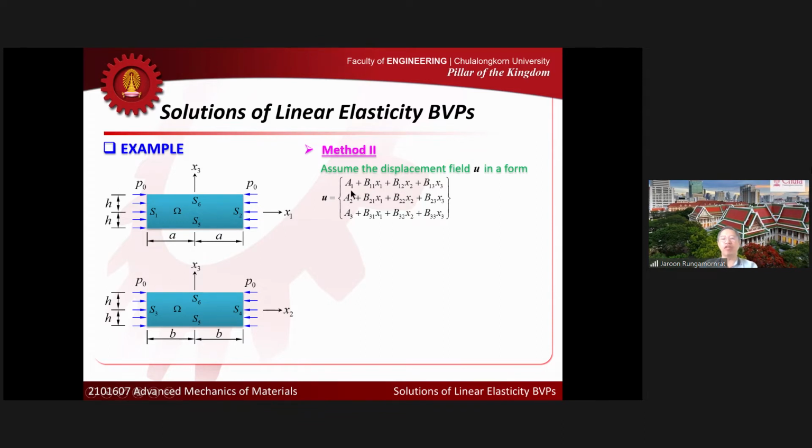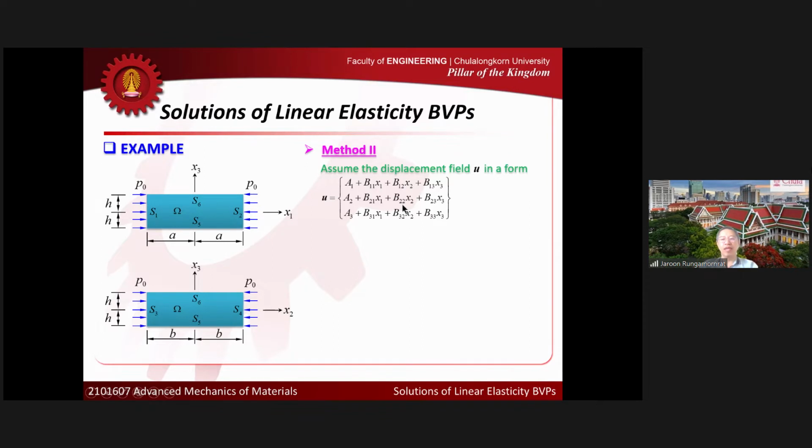This is the more general form for a linear function in 3D, right? And the constants that sit here, we have 12 constants to be determined. I leave all the constants here because I don't know exactly the value of all these constants.